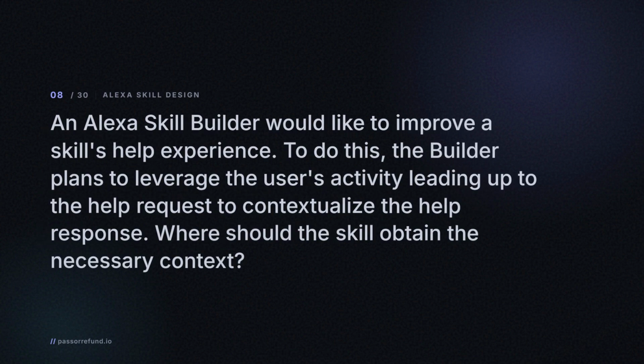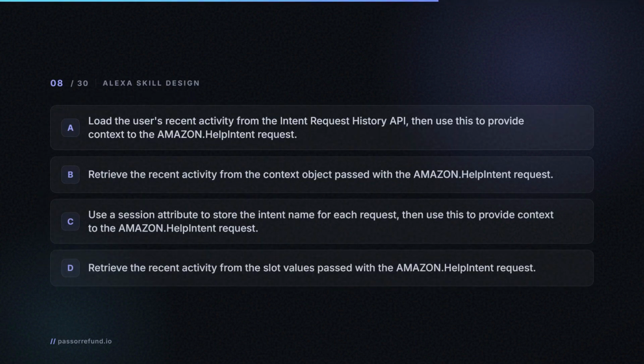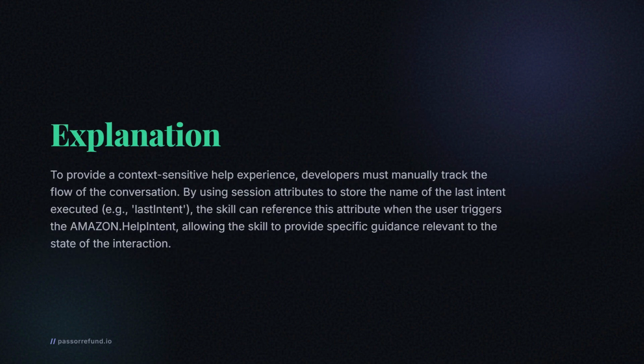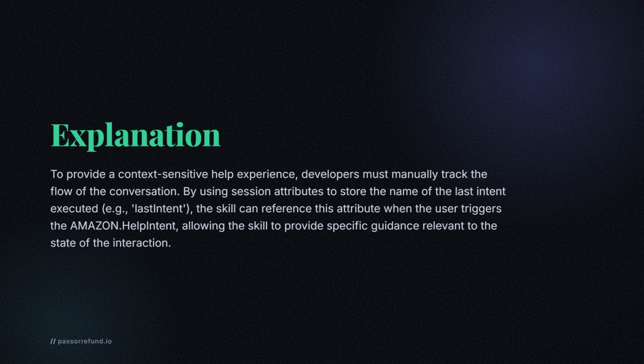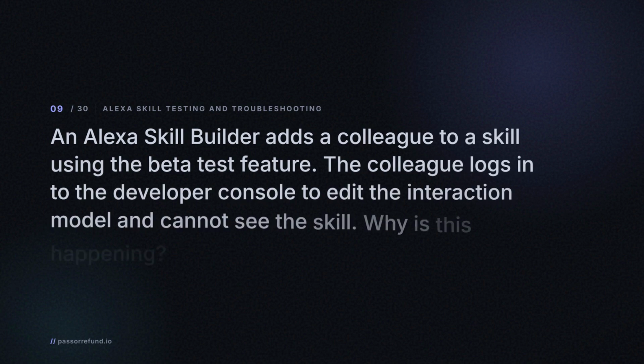Okay, let's move on. An Alexa skill builder wants to make a skill's help experience better. To do this, the builder plans to use what the user was doing right before they asked for help, so they can make the help response more relevant. So, where should the skill get that needed context from? The correct answer is C. So, to give users help that's always relevant to where they are in the conversation, developers need to track the flow of it manually.